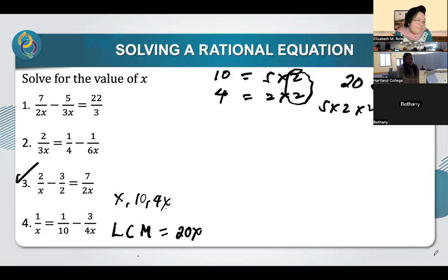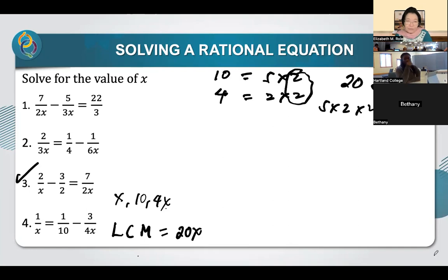Has an answer? I got 35 divided by 2. Okay. Bethany, did you get the same answer? Yes. Rachel, you're okay? 35 over 2. Okay, 35 over 2.